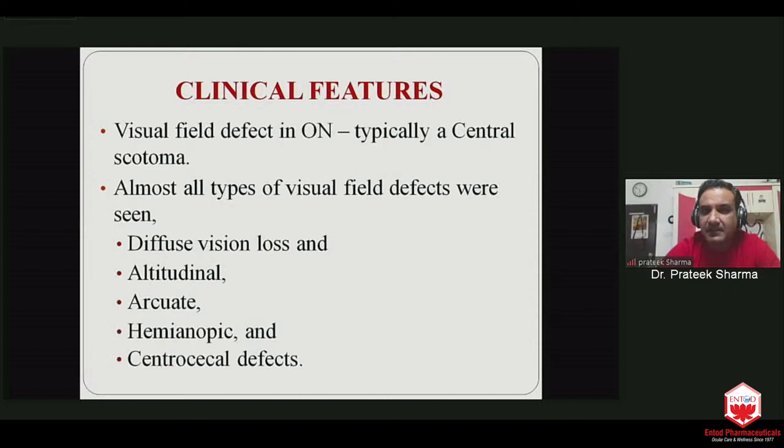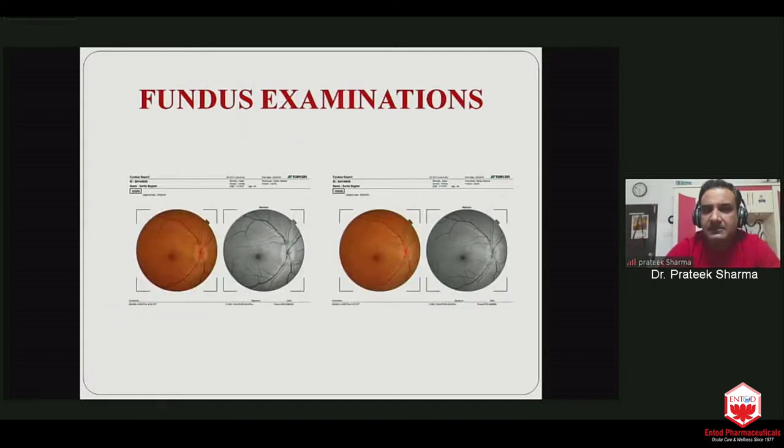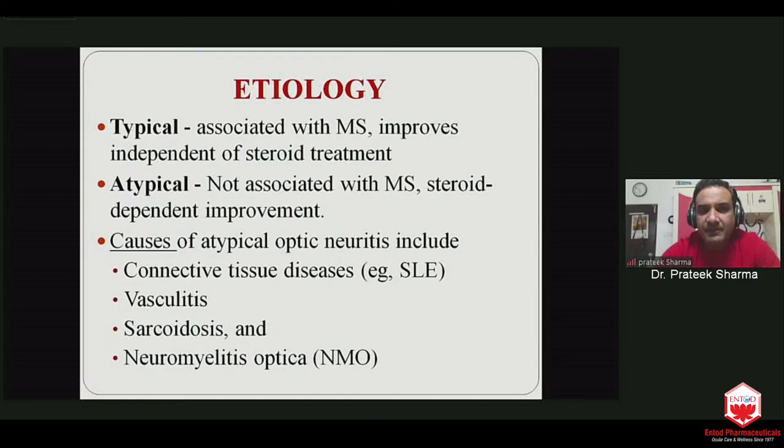We discussed all this. Visual field loss is always a centrocecal scotoma, though all types of visual field loss can occur. So if we are not finding a centrocecal scotoma, it can still be optic neuritis. Fundus examination has already been discussed by the doctor. Etiology: this is typical optic neuritis, then it's always associated with multiple sclerosis scan. We have seen that it's present in 30% of cases. And if the lesion is there, there's almost a 5-year risk of 38% of developing multiple sclerosis.